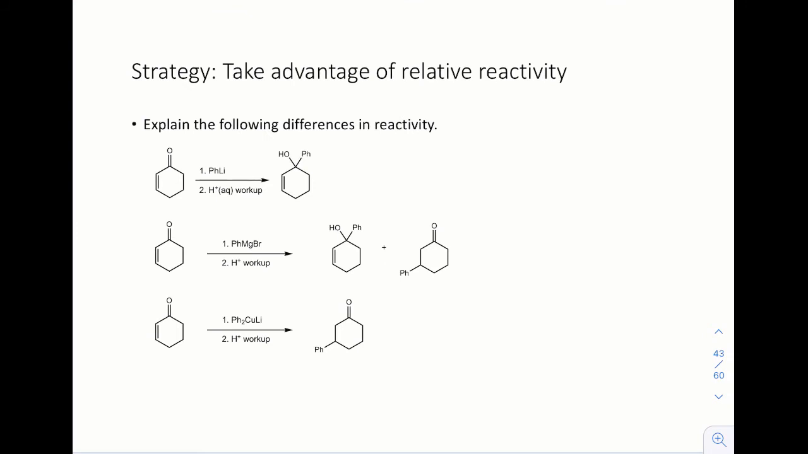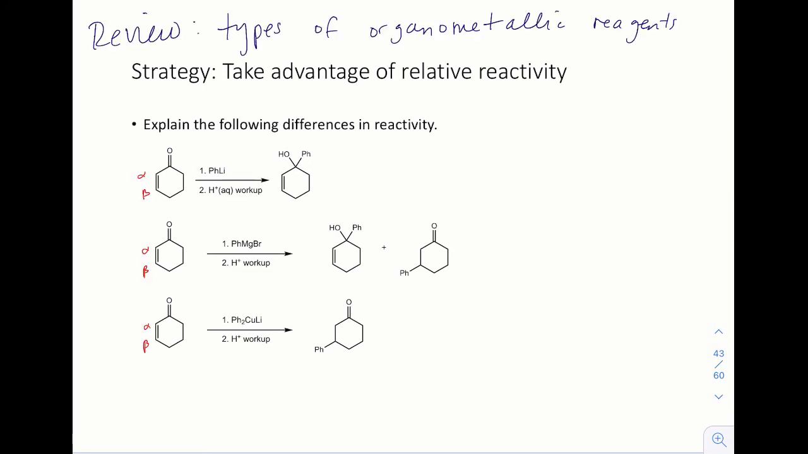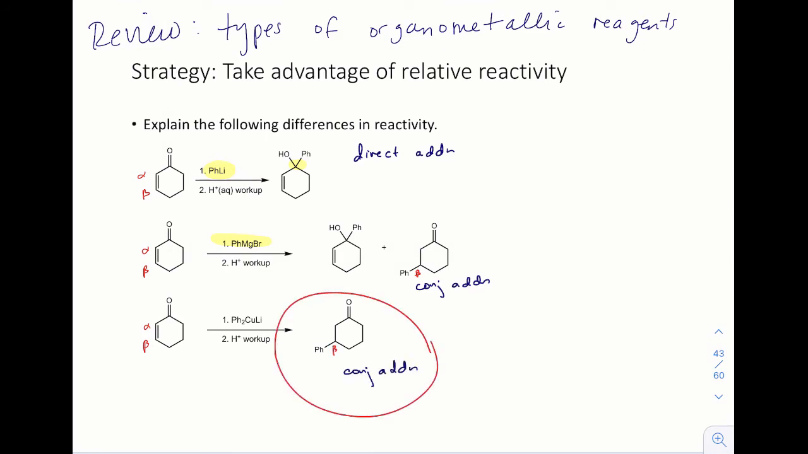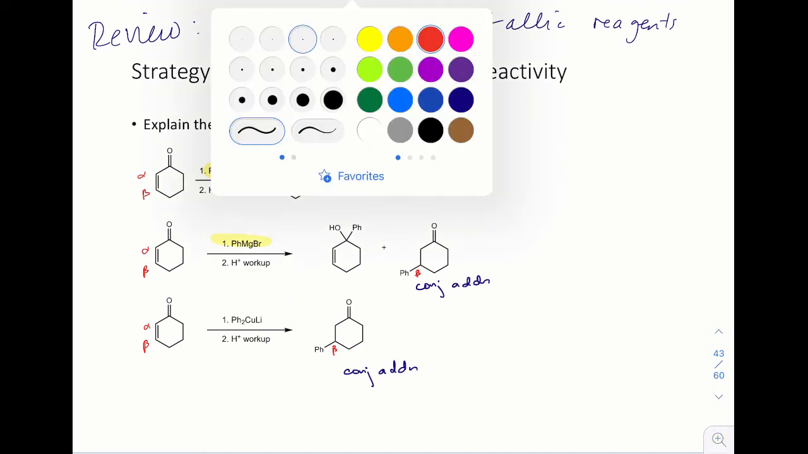Let's briefly review the different types of carbanion delivering reagents, aka organometallic reagents. We've previously discussed that organolithium reagents undergo direct addition to the carbonyl of alpha-beta unsaturated ketones, whereas Grignard reagents undergo a mixture of direct addition and the conjugate addition product, addition to the beta carbon, and cuprates undergo conjugate addition as the major pathway of reactivity with alpha-beta unsaturated ketones.